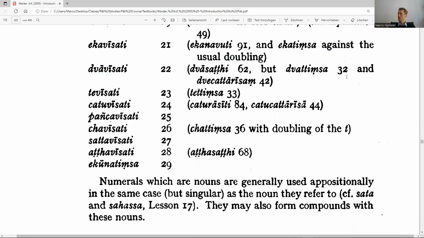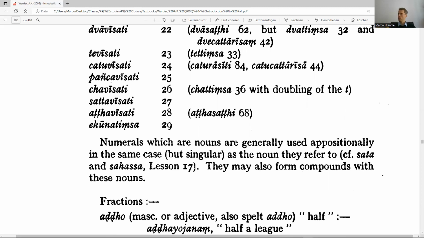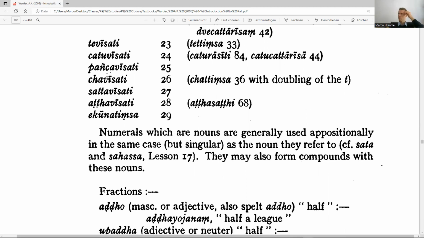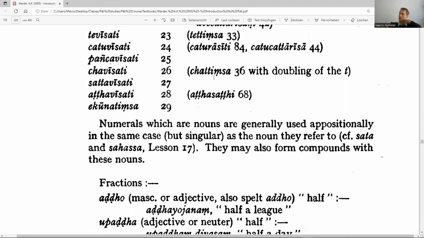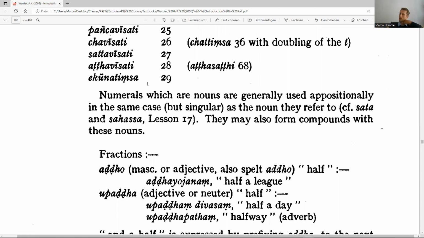But dvattiṃsa, 32. And dvecattārīsaṃ, 42. Tevīsati, 23. Tettiṃsa, 33. Catuvīsati, 24. Caturāsīti, 84. Catucattārīsa, 44. Pañcavīsati, 25. Chabbīsati, 26. Chattiṃsa, 36, with doubling of the t. Sattavīsati, 27. Aṭṭhavīsati, 28. Aṭṭhasaṭṭhi, 68. Ekūnatiṃsa, 29.